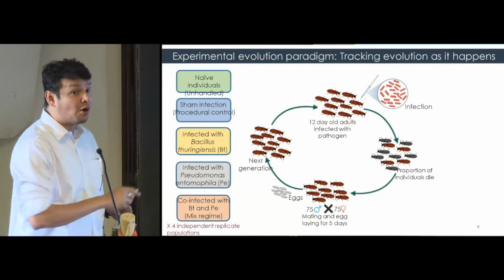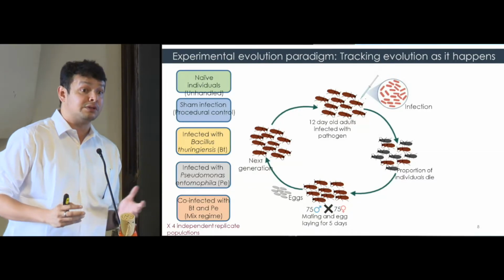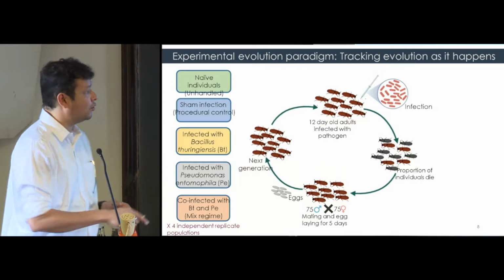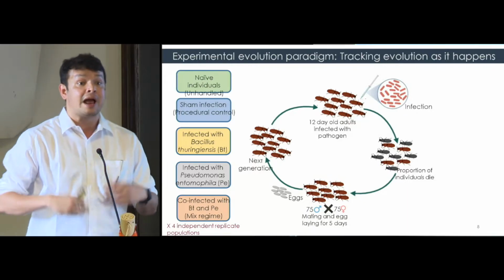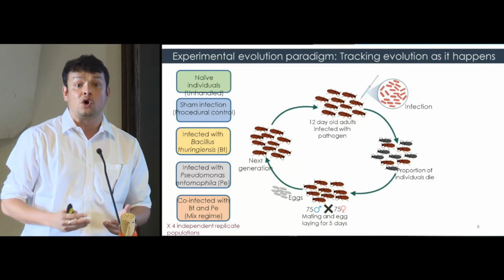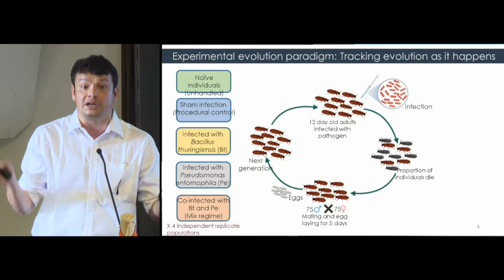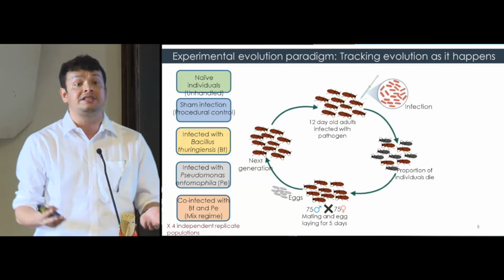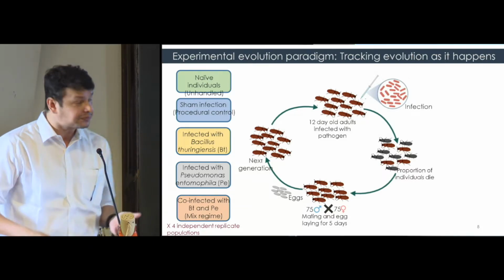So there is one set of beetles who are naive individuals, individuals who were not exposed to any pathogens. This is one kind of control. We also had another control called sham infection. Here, the infection was caused by a buffer, right? This is a procedural control. And then subsequently, we had 3 experimental populations. In one, beetles were infected across generations with Bacillus thuringiensis. Second, they were infected continuously with Pseudomonas entomophila, and the third is the co-infection, the mixed infection one, right?